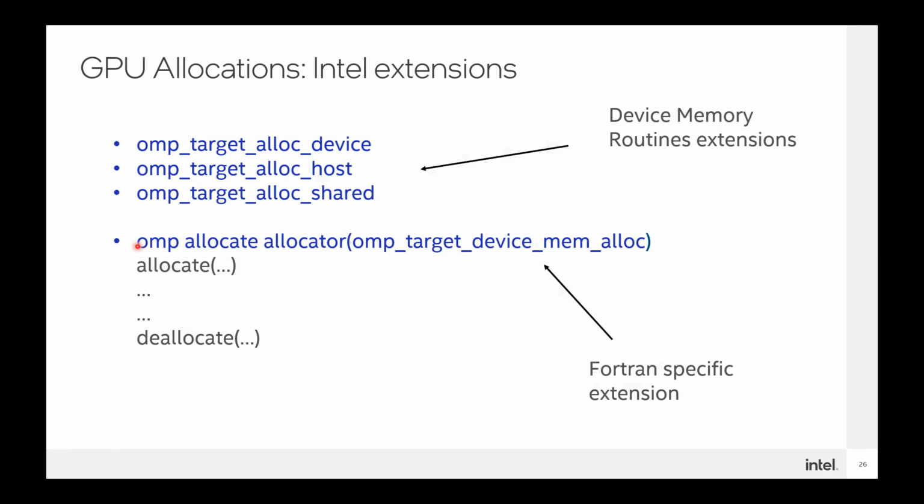So you need to create an allocator that takes care of the target memory, the device memory. And then you can just use the standard Fortran allocate. And at the end, you can deallocate data with the standard Fortran deallocate. And so you have allocated something on the GPU without using the device memory routines and their weird interfaces.